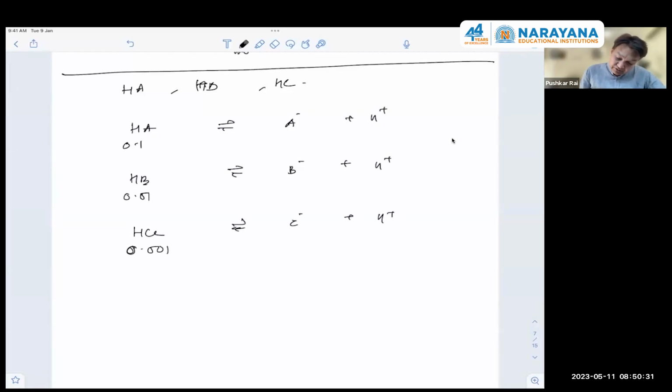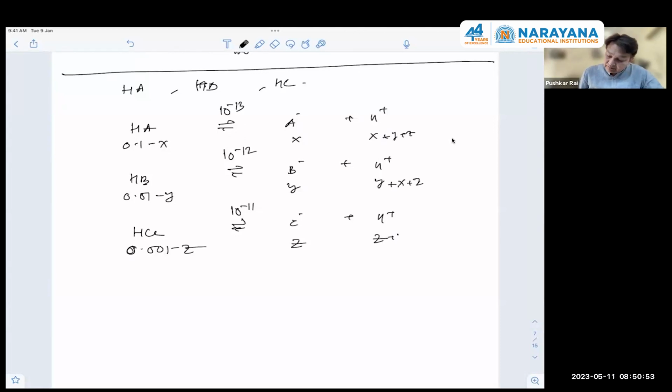And K1 is equal to probably 10 to the power -13. That was 10 to the power -12. And that was 10 to the power -11. It was purposefully done. So we'll assume that this is -x, x and x, -y, y and y, -z, z and z. Total H plus is x plus y plus z. That will be the situation.